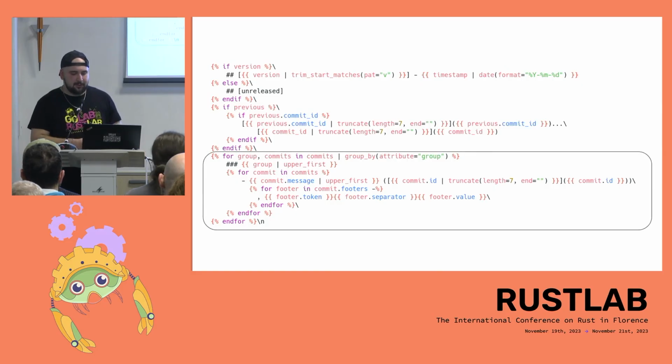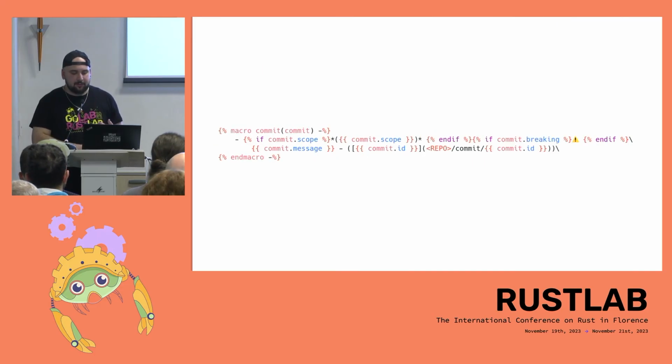And the last part is the actual grouping and actual changelog generation. So this part simply has the groups. As you saw before, the documentation, and then we go through each commit here, and we put it into the changelog as entries. So this is how it looks. Also, you can have macros in your template, which is also interesting.